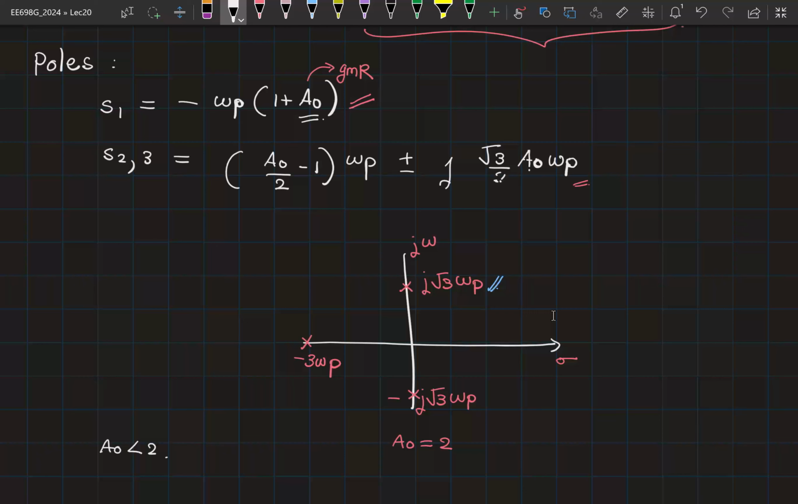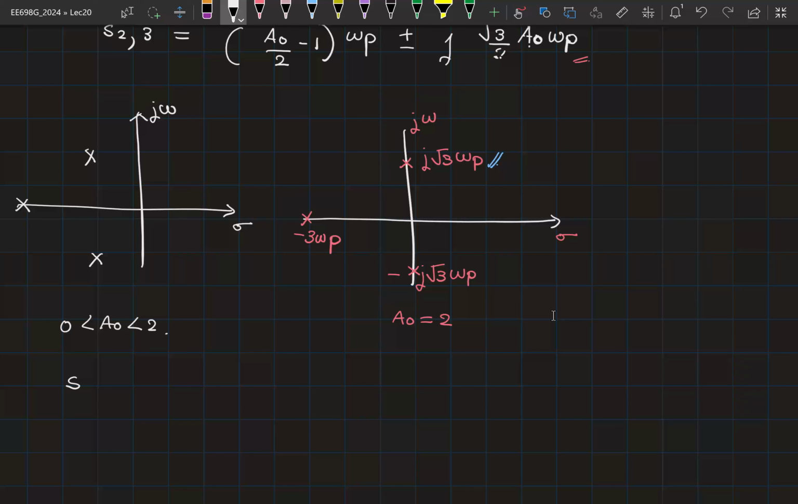Right. Now what happens if the value of A naught was lesser than 2? And given that A naught consists of GM and R, you expect it to be between 0 and 2. Right, the poles are going to be, so you will have one pole here and the other two poles are on the LHP. Poles on the LHP means a stable system, which is not what we want right now, right? So corresponding to a pole like this, let's say I had a pole, say S2 of the form sigma, let's consider the example of S1, right? This is a real pole.